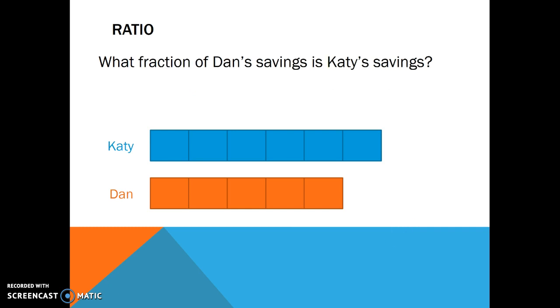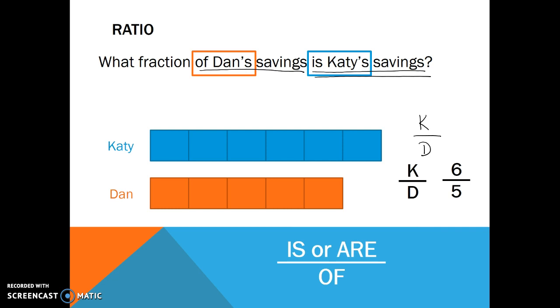Okay, now how about the fraction? What fraction of Dan's savings is Katie's savings? Well, remember our formula? Let's look for our is or are statement first. So Katie's savings is going to be our is statement. So that's going to go on top. And of Dan's savings is our of statement. So that goes on the bottom. So we're going to set our fraction up like that, Katie over Dan. And our fraction is going to end up looking like 6 over 5, or 6/5.